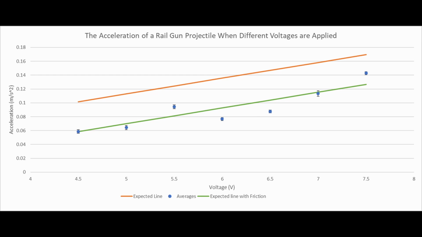However, even if the expected line were to shift down to the green line, then not all the error bars would pass through the line, so our hypothesis was not supported. We don't know why the trials within each voltage were so consistent, but as a whole, the acceleration didn't increase linearly with the voltage. But overall, the acceleration does increase as the voltage increases.